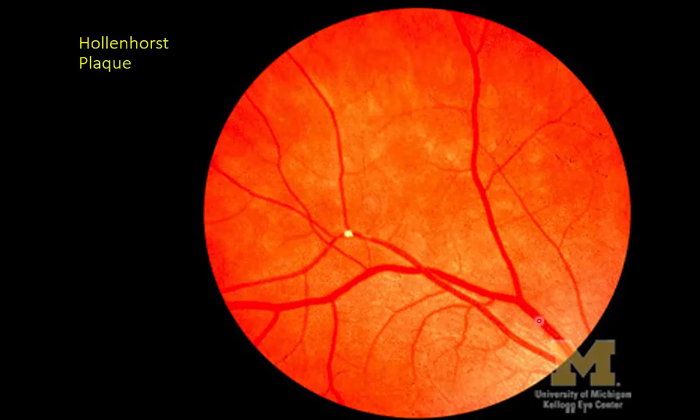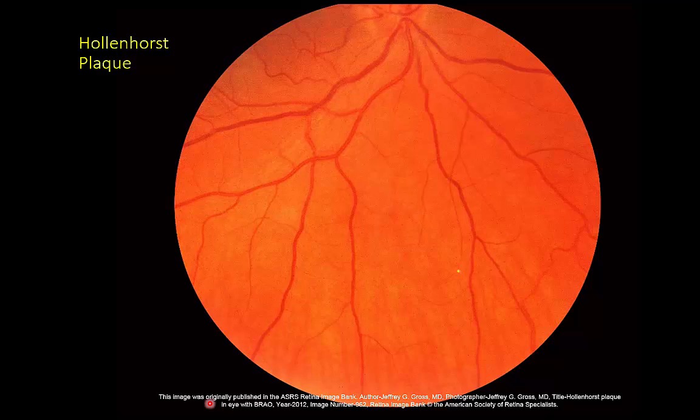So this will be a vein, this will be an artery, and we see this highly refractile abnormality right here. This is our Hollenhorst plaque. This is a very important finding in a patient who has a suspected TIA. Sometimes these plaques can be very, very small. Let's look at the next one.